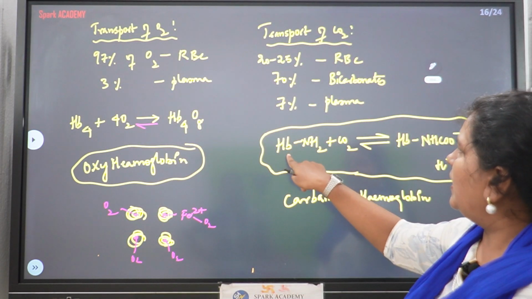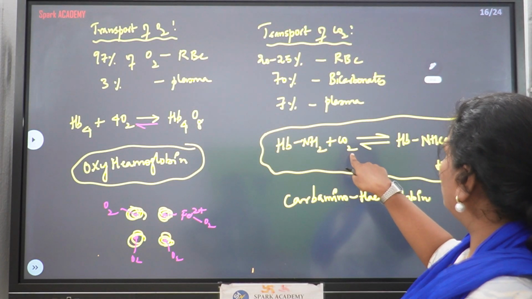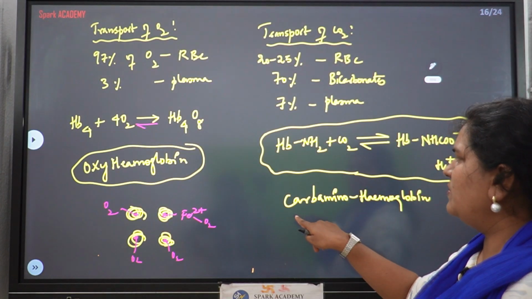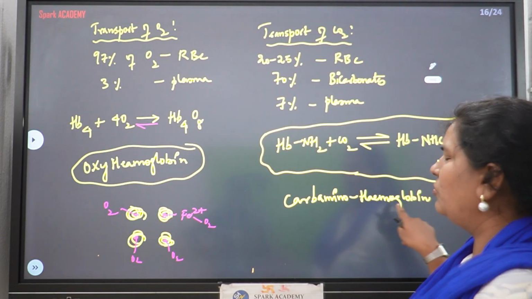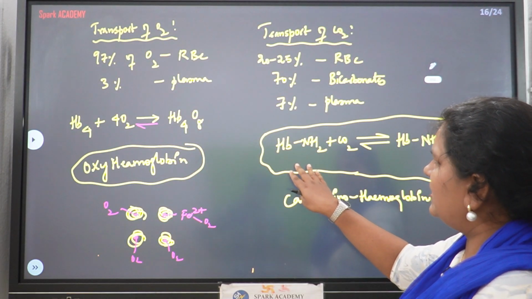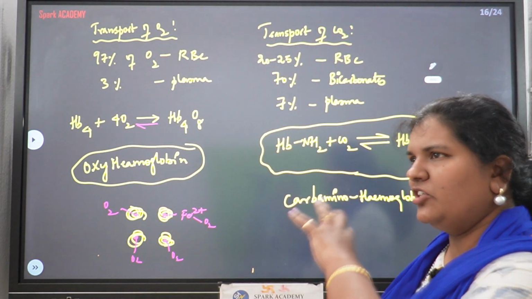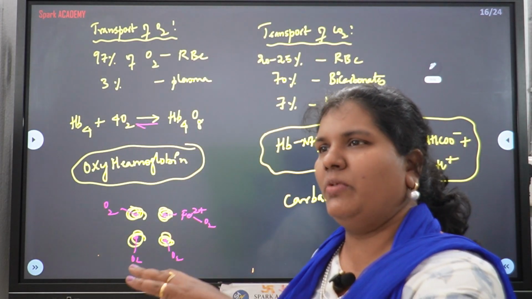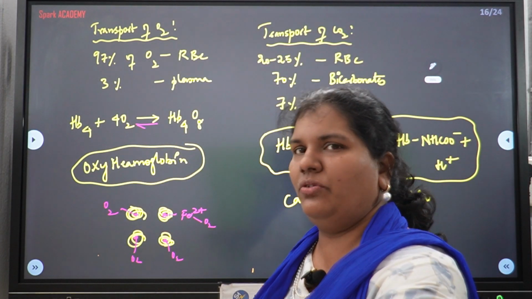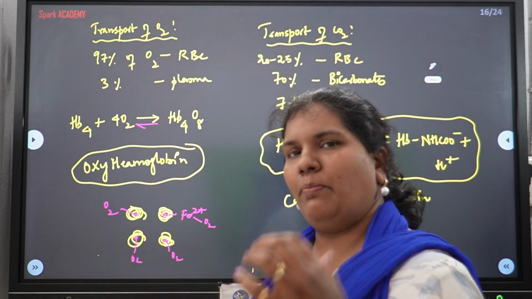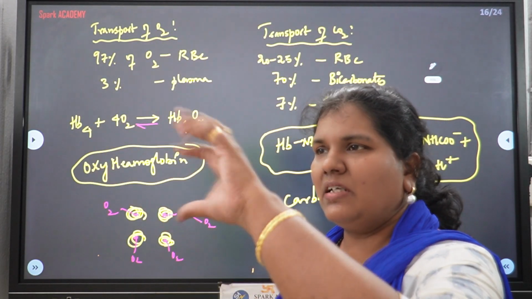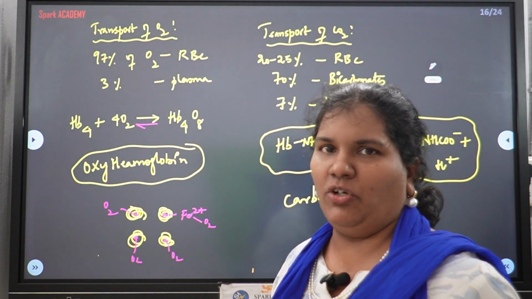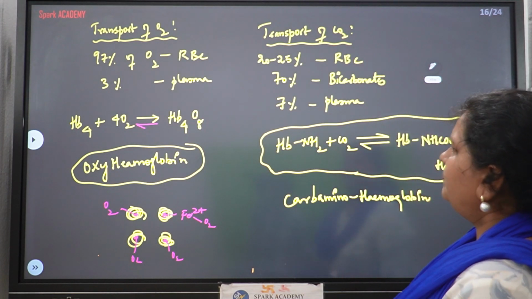Now, if you see, hemoglobin binds to carbon dioxide and forms a reversible compound, and it is called carbamino hemoglobin. Binding, where does it take place? The binding takes place near the tissue level, because carbon dioxide is formed in the tissue. Then where does dissociation happen? Dissociation happens once the carbon dioxide reaches the alveoli level, right?